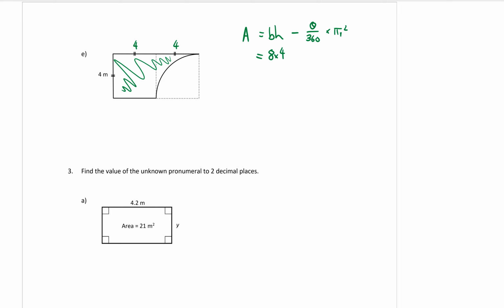The sector, because it's a rectangle, that has to be a right angle there, even though it hasn't specified it. It would need to be 90 on the top over 360 times by pi. R is, what's R? 4. Remember, that's the center of your circle there, and that's a quarter of your circle. So the radius is 4 squared. Okay, and that comes out to be 19.43 meters squared.